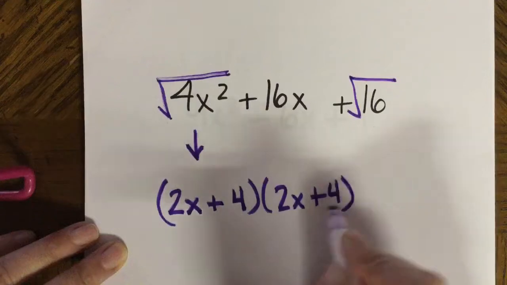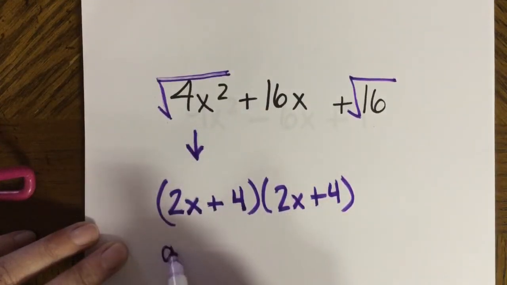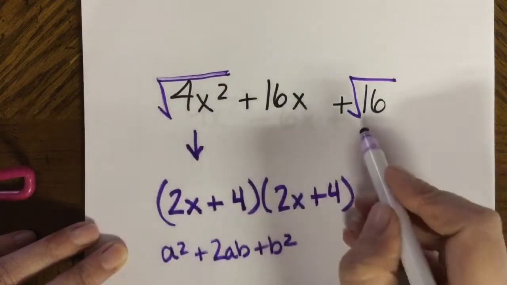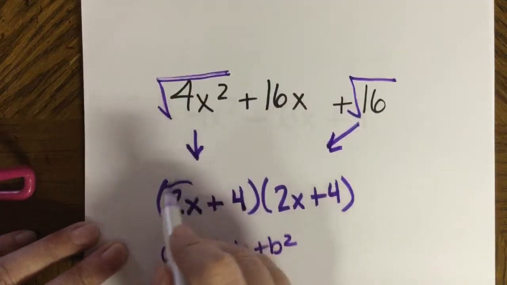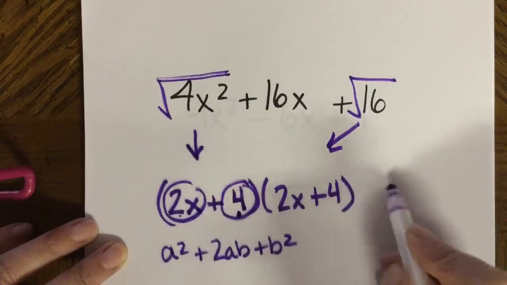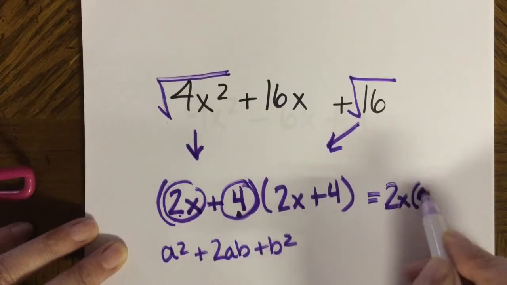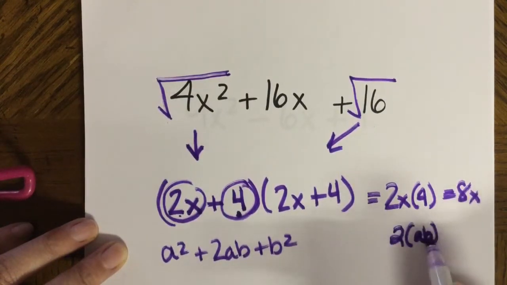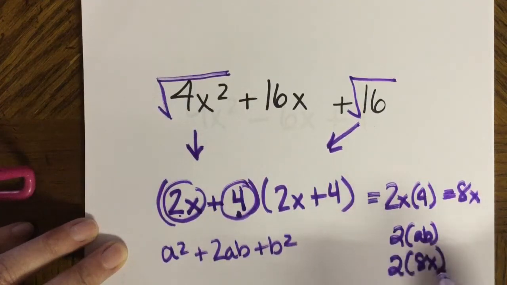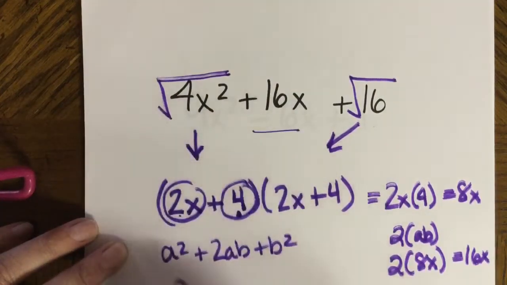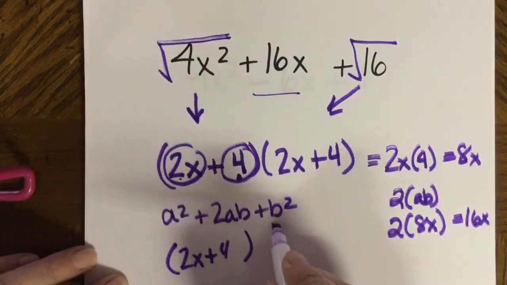How can I check that? Well, remember that the pattern is a squared plus 2ab plus b squared. So once you find the square root of these two terms, the 2x and the 4, 2x times 4 is 8x. Following the pattern, take 2 times the product of a and b, or 2 times 8x, and you get 16x. So see how that follows this pattern right here? So our answer, 2x plus 4, the quantity squared.